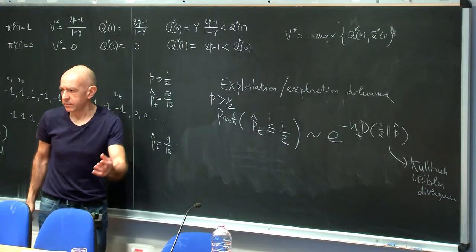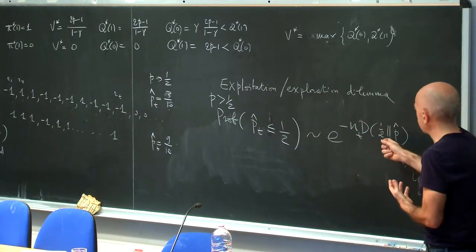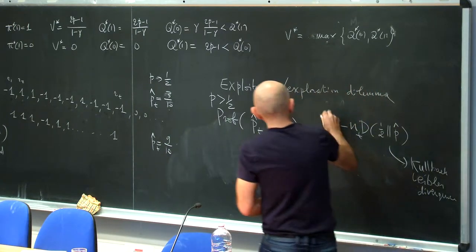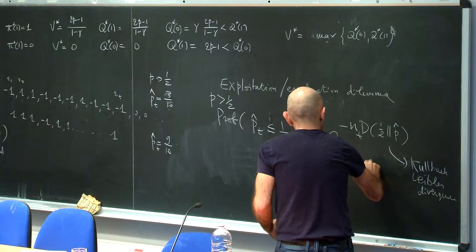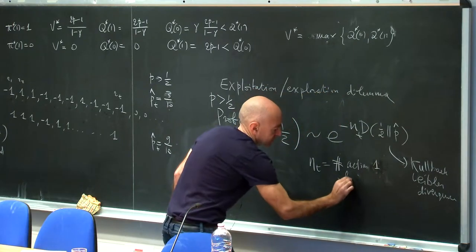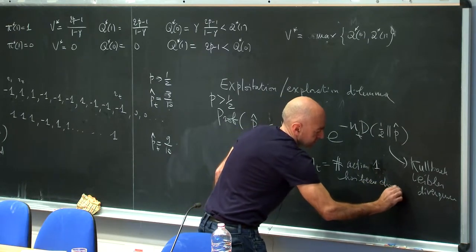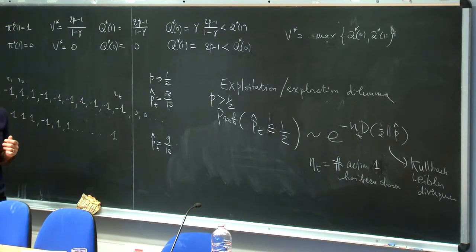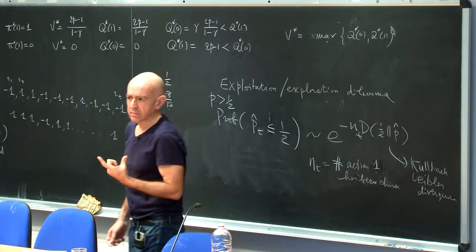Okay, for those of you who have done large deviations, this should be familiar. For those of you who haven't, doesn't really matter. The important thing to notice is that this is falling down exponentially with the number of trials. So nt is actually the number of times action one has been chosen. Okay? So we want to kill this probability in the long run.